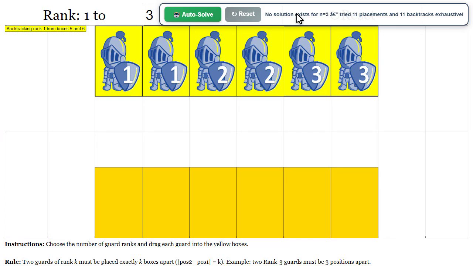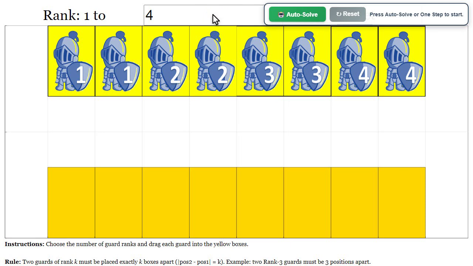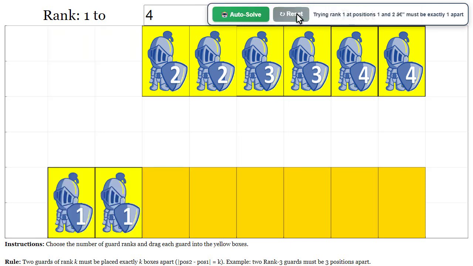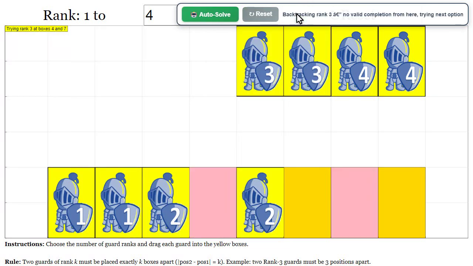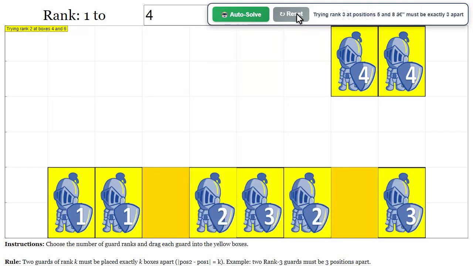Level 4. 8 boxes, 4 ranks. Watch rank 1 snap in blue. Rank 2 tries its first option, works so far. Rank 3, rank 4 is searching there. The board reads 4, 1, 1, 3, 4, 2, 3, 2. All boxes light up gold. The dialog confirms, solution found.